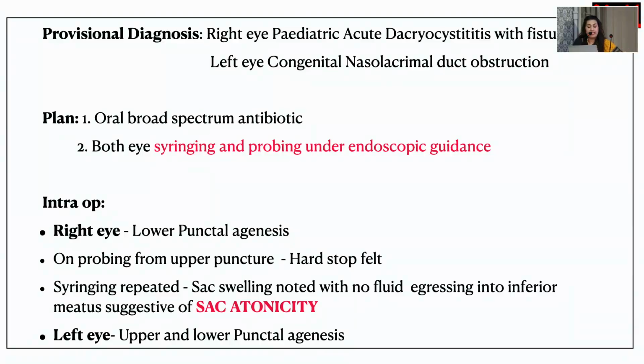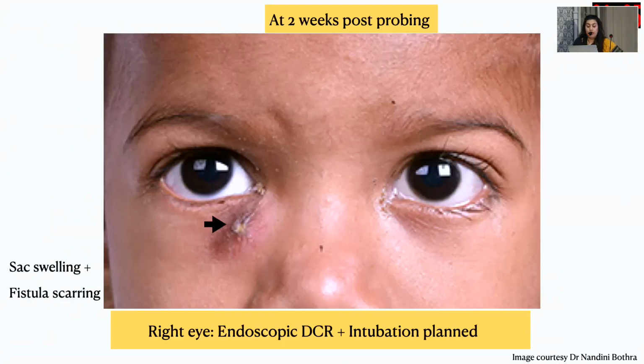Whereas in the left eye, there was upper and lower punctal agenesis, in which we did not go ahead further with any procedure. Now, this is the child at 2 weeks post-probing. As expected, the sac swelling was still there. So the child was advised endoscopic DCR with intubation. Now, an atonic sac, the sac which does not have that pump mechanism, no amount of probing is going to help. We need to go for early DCRs in this case.